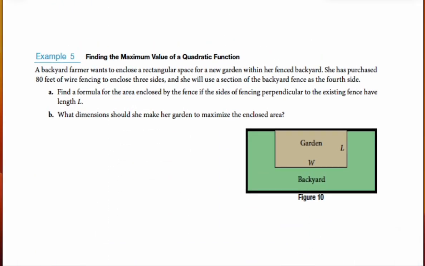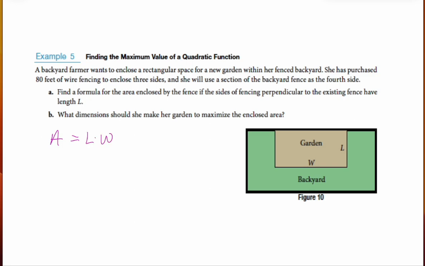So word problems happen when you're dealing with these types of things. So let's take a look at a word problem about quadratics. It says a backyard farmer wants to enclose a rectangular space for a new garden within her fenced backyard. She has purchased 80 feet of wire fencing to enclose 3 sides, and she will use a section of the backyard fence as the 4th side. Find a formula for the area of the enclosed fence if the sides of fencing perpendicular to the existing fence have length L.